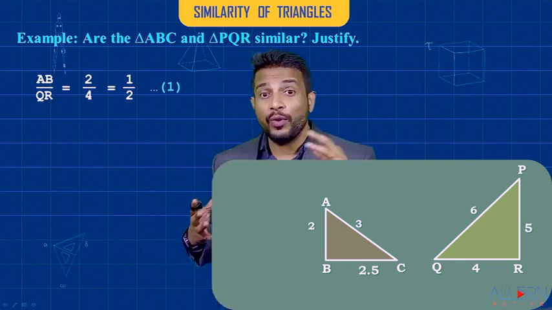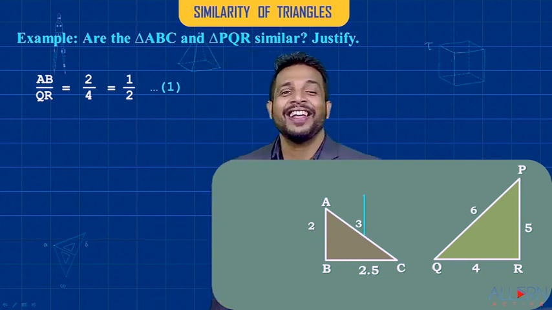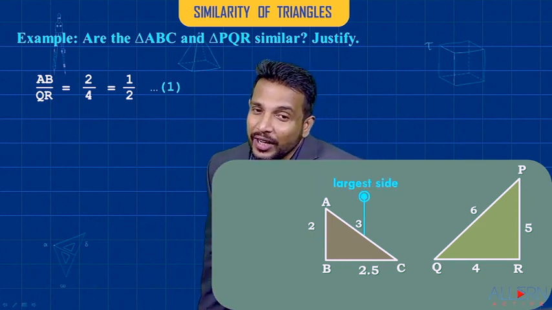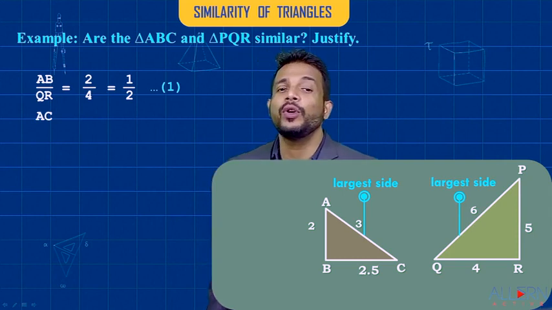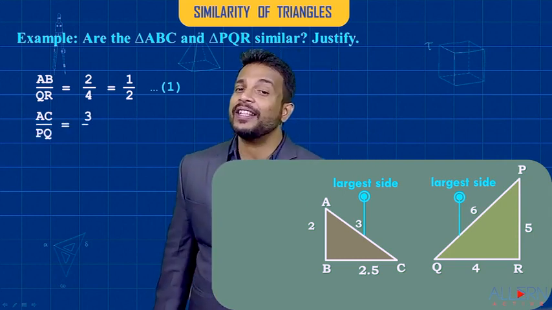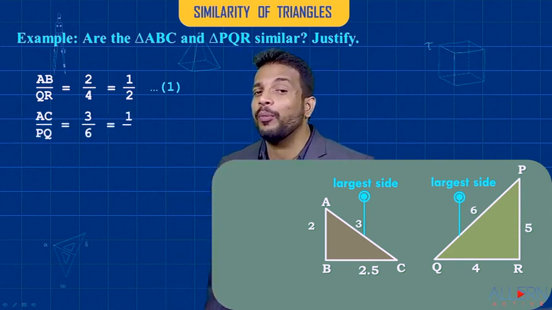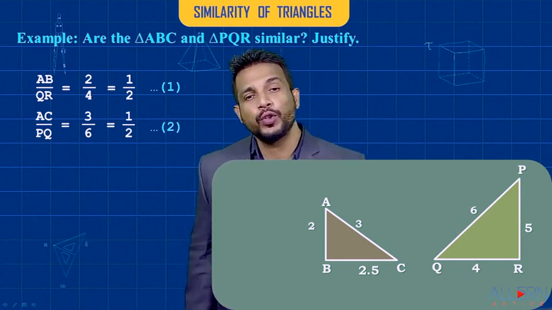Next, we took the smallest. Now we're going to take the largest. The largest here is going to be AC. What's the largest there? The largest there is PQ. Take the ratio of these two. So it is AC upon PQ. That means it is 3 upon 6. That means it is 1 upon 2. And that's our result number 2.